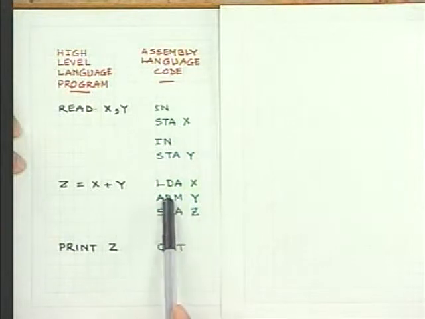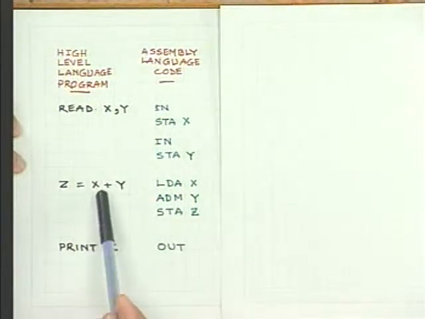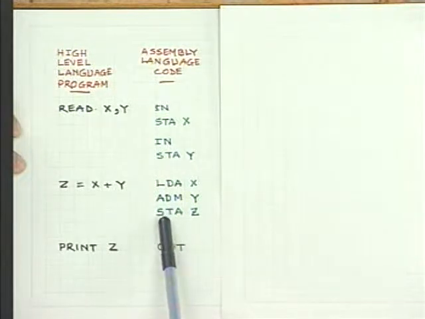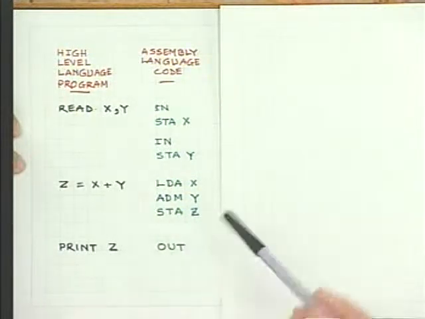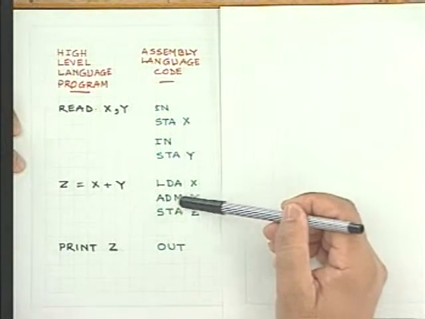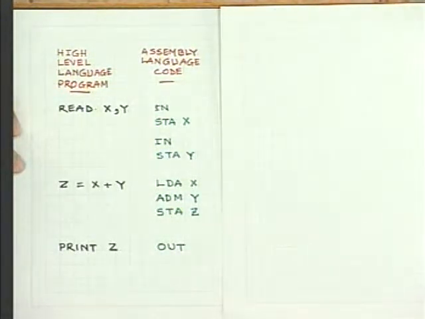Then after this addition is over, the result will be in that accumulator itself, and here I'll have to send the result into Z. So I am saying here store accumulator Z. Now what is the content of that accumulator? It will be stored into the location Z. Here you see that load accumulator, add memory, store accumulator, all of them are essentially mnemonic instructions.